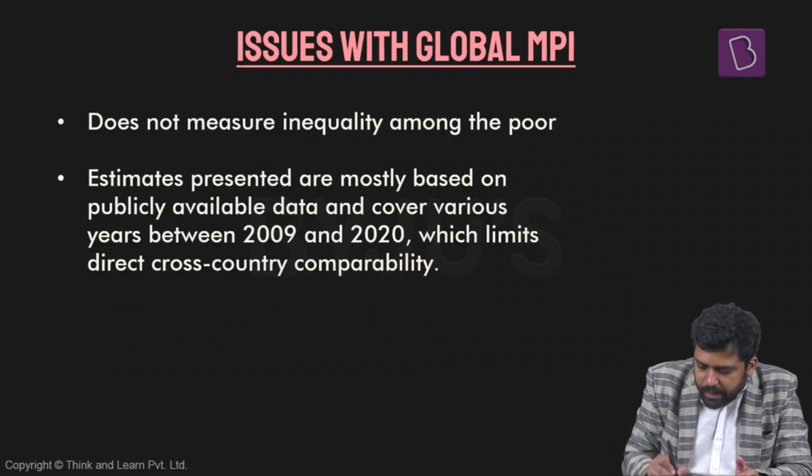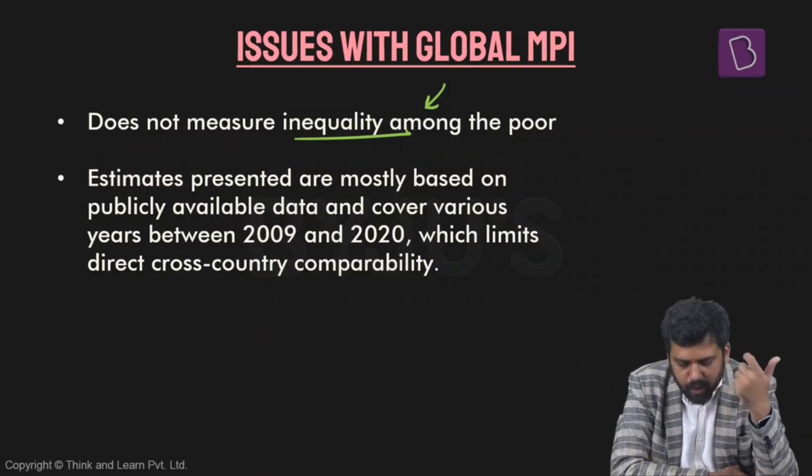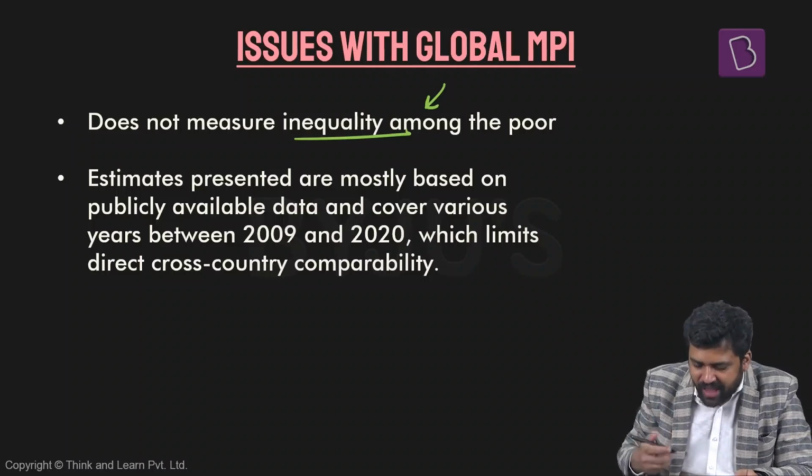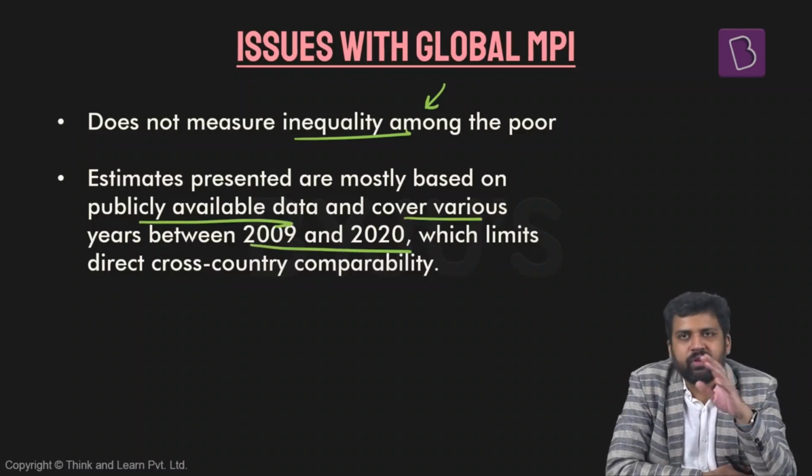Apart from that, it doesn't measure inequality among the poor. Those who are multi-dimensionally poor, you have an idea. But among them, what is the extent of inequality? We don't have an idea about that. Apart from that, all these estimates are based on publicly available data and cover various years between 2009 and 2020. For some countries it will be 2009, for some countries 2015, for some countries 2018.